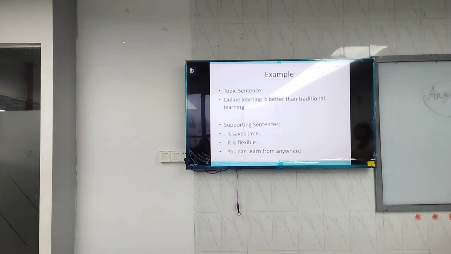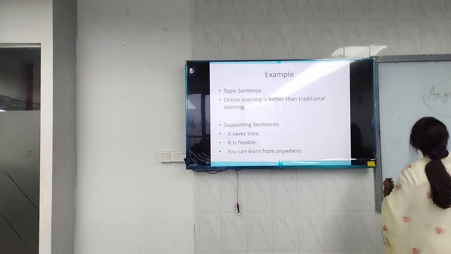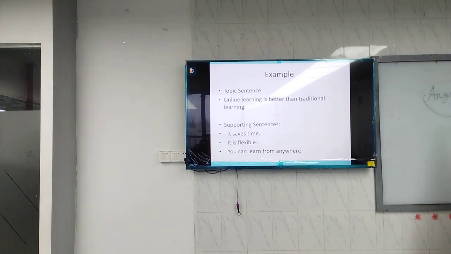See, for example, online learning is better than traditional learning. Supporting sentences, three points. Before starting our writing, we will do some brainstorming work. Here we will portray it. One point is saving time, one of the reasons. Saving time. Then flexibility, it is flexible.